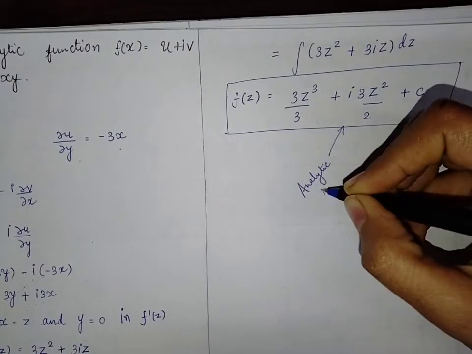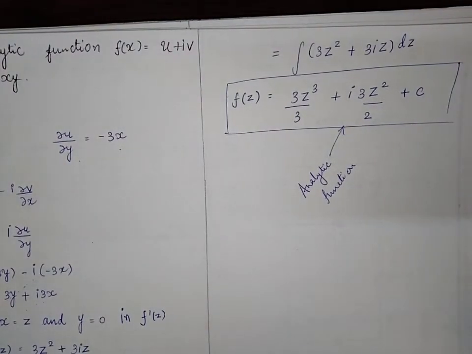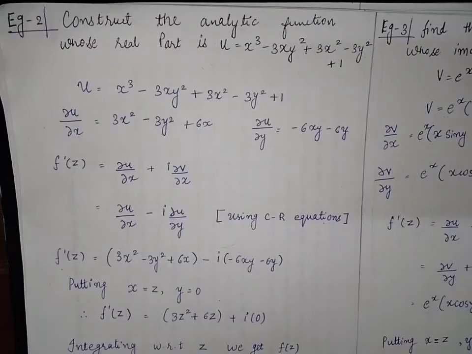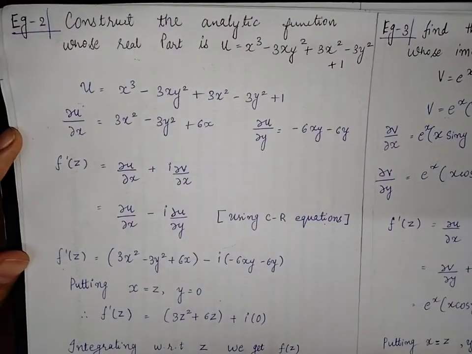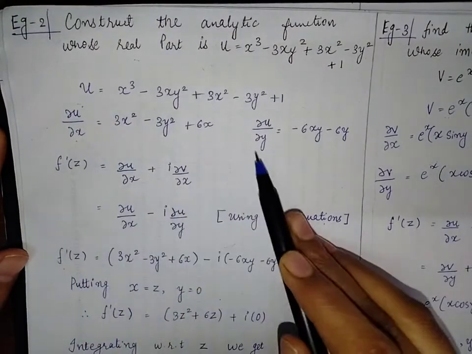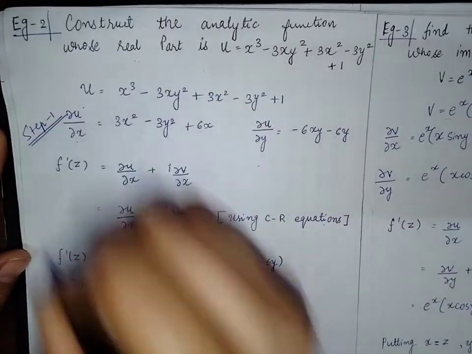Okay, so whenever you are given the real part and you are asked to find the analytic function, you have to use this method. Okay, so now example 2. Construct the analytic function whose real part is u equal to x cube minus 3xy square plus 3x square minus 3y square plus 1. So again the real part is given, so our u is given. So our step 1 will be, we have to find del u by del x and del u by del y. You all know how to find del u by del x and del u by del y.